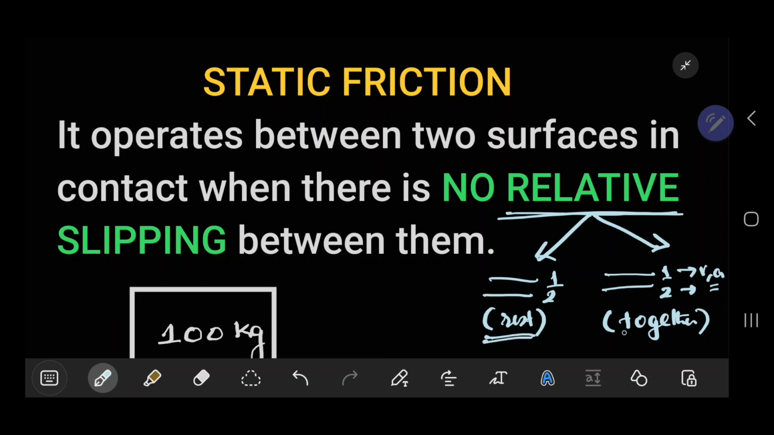So these are the two possibilities that arise when I say there is no relative slipping between them, and when one of these possibilities is happening, I can say that the friction which is existing between two surfaces is static friction. So there are two types of friction by nature. One is static, the other is kinetic friction. In this video, I'll limit my discussion only to static friction.